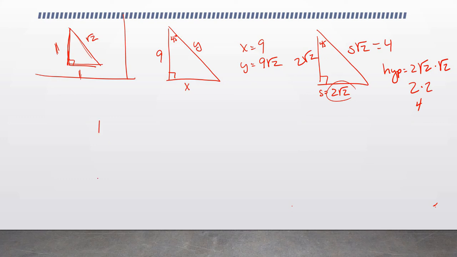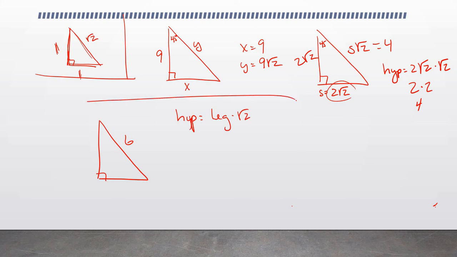Now, you try one for me, and this time I'm going to give you the hypotenuse. And remember, the hypotenuse equals the leg times root 2. So you should be able to figure it out. Take a minute on your own. This is a 45 degree triangle. That's important because that's the only kind of triangle that we can use this relationship with. So try it and come on back.